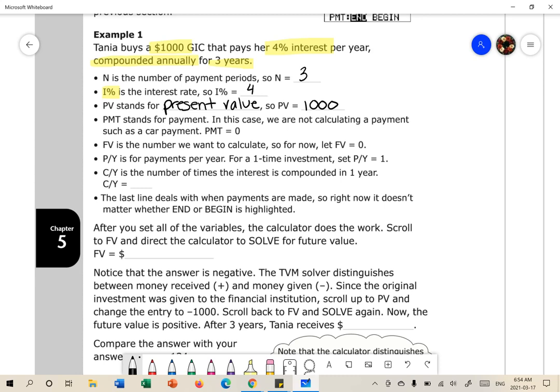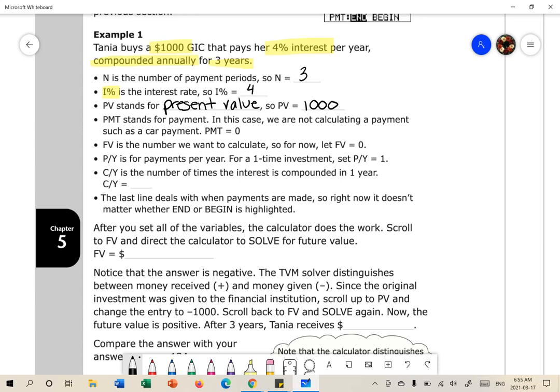Moving on to FV, we know that FV is the future value, which is what we're trying to find. So we're going to leave FV as 0. We're trying to determine how much Tanya will have in her GIC once it reaches maturity at the end of its term. So we're trying to find the future value. We'll leave FV at 0 for now.